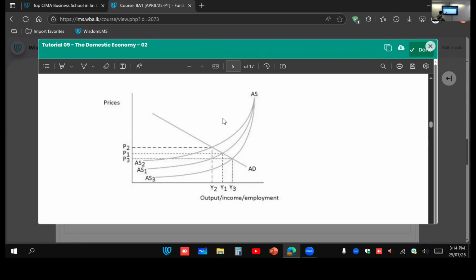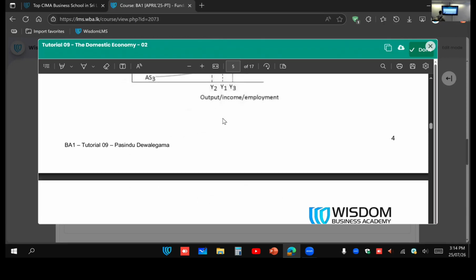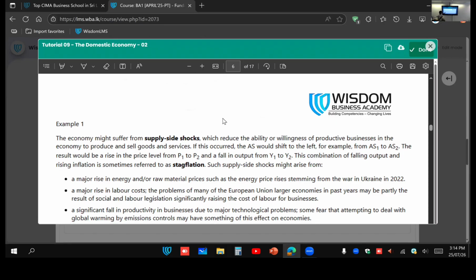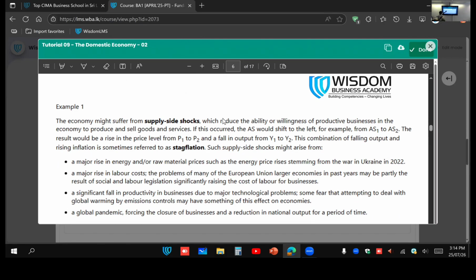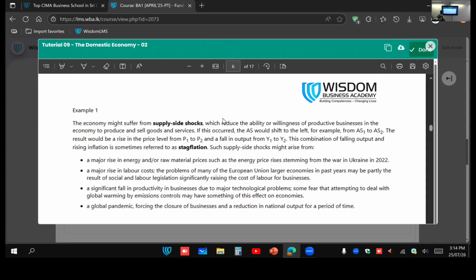So when Y1 to Y3, price reduces, right? So we'll see now. Now look here. The economy might suffer from supply side shocks. One such example is a natural disaster. All the raw materials gone to manufacture, you can't manufacture, supply goes down. So the economy might suffer supply side shocks, which reduce the ability or willingness of productive businesses in the economy to produce and sell goods and services. If this occurred, the aggregate supply would shift to the left.